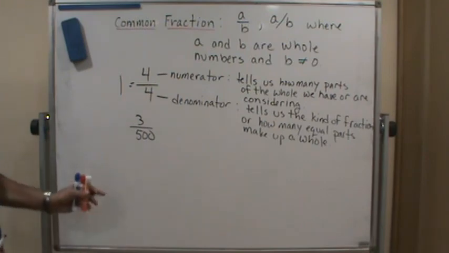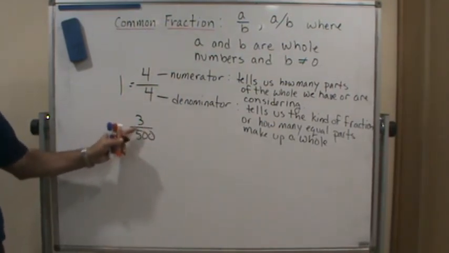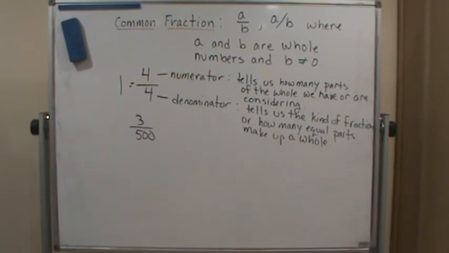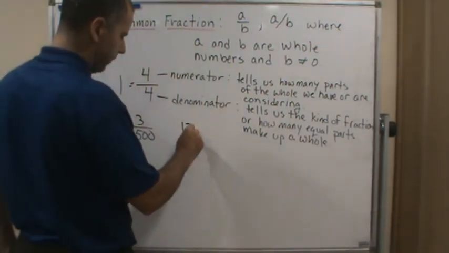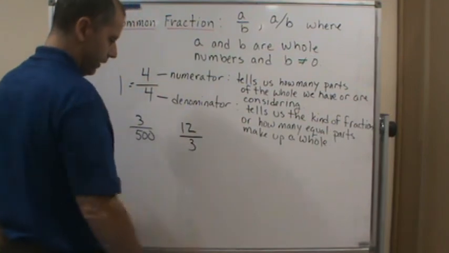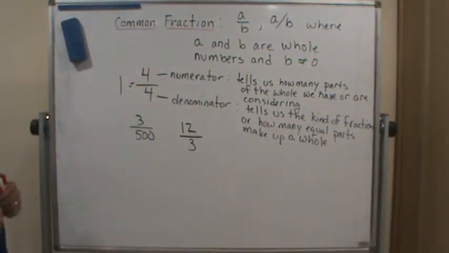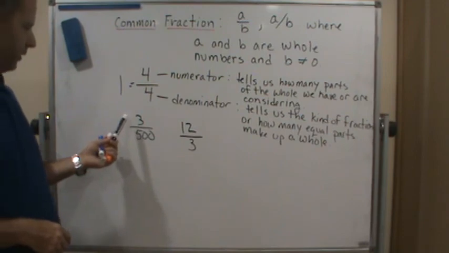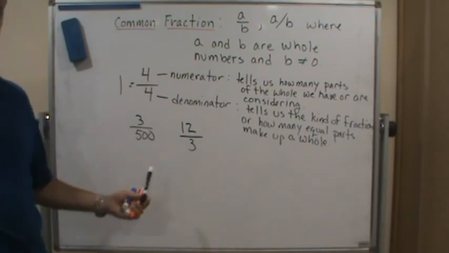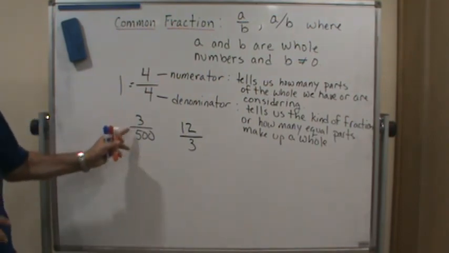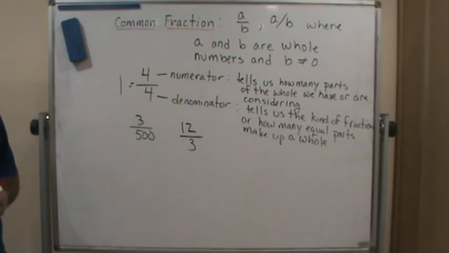Now we can also look at this as division. The fraction bar also means division. So 12 divided by 3 can be written as a fraction as well, and this could be 3 divided by 500. This is where we're going to get into decimals and percentages as well. This is one of the ways that we can write a proportion.